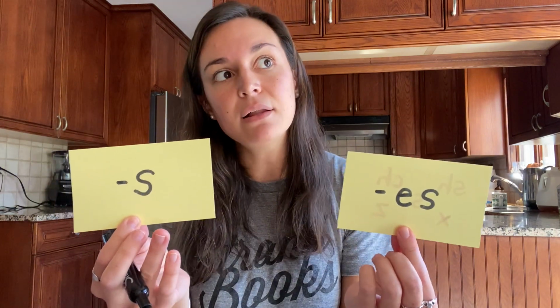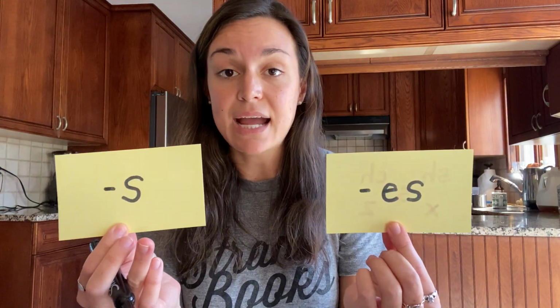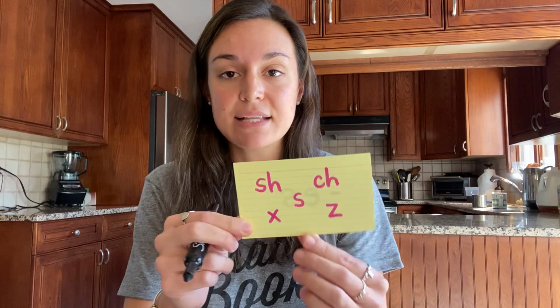I'm going to underline that because that is the base word. Now I need to think about my suffix. Am I going to use S or ES? Well, my base word ends in SH, and I know if a base word ends in SH, I need to use the suffix ES. Let me add that and circle it.